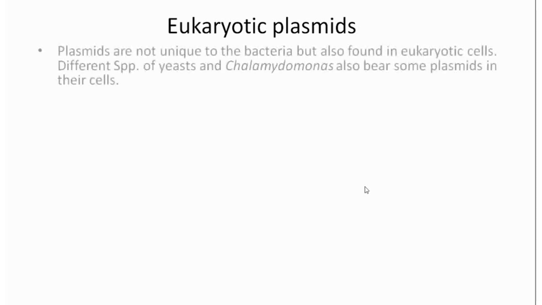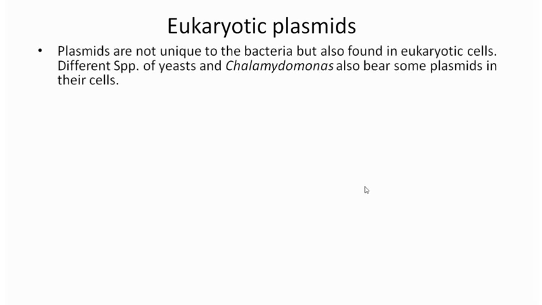So this is the last slide. We will talk about eukaryotic plasmids. It is not that only bacteria possess plasmids. Plasmids are not unique to bacterial systems. They are also found in eukaryotic systems like yeasts and Chlamydomonas. So what type of plasmids are found in yeasts?